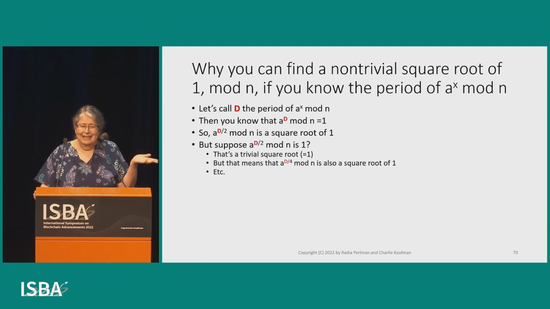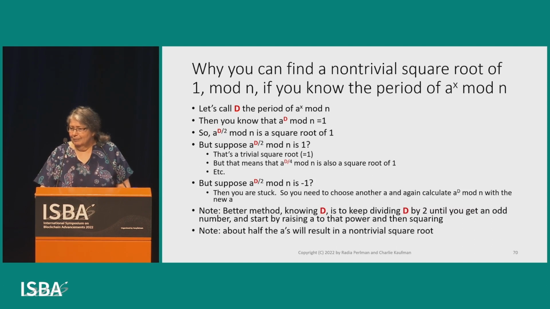Now, you don't want to get to minus 1, because then you're kind of stuck. If you get to minus 1, then you have to choose a different a and start over again. But about half of the a's will result in your getting a non-trivial square root. And as I said, once you know a non-trivial square root, you're golden. So Shor's algorithm is going to allow us to compute d. And from there, it's going to be really easy to factor.